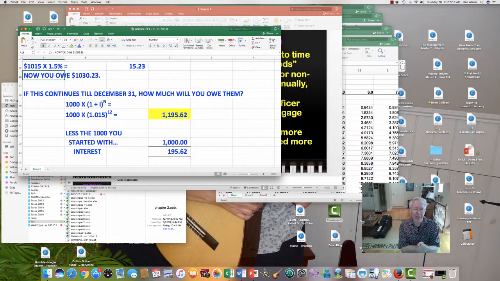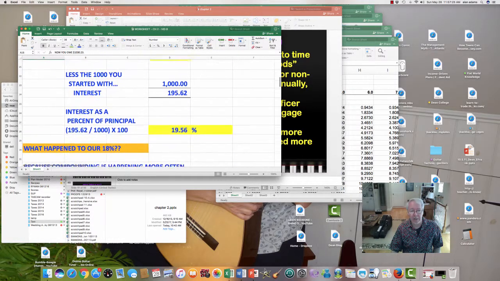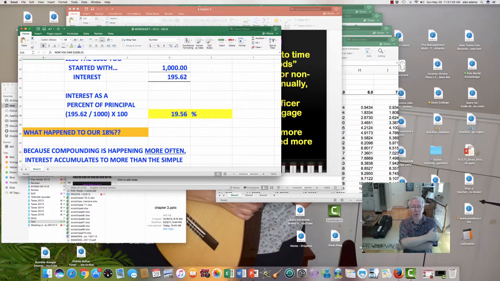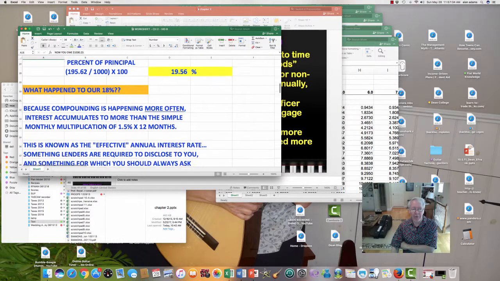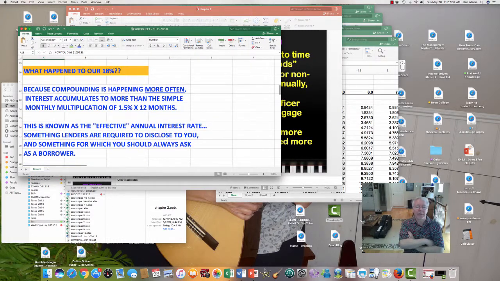What percent is that? Well, take the $195.62 divided by the original $1,000 you owe them, and that means you don't owe them 18%, you owe them 19.56%, okay? The more often you compound, the more interest accumulates. This is how bankers, lenders make their money. This is something that as an investor or a borrower that you need to be keenly aware of, okay? This is the effective annual interest rate.